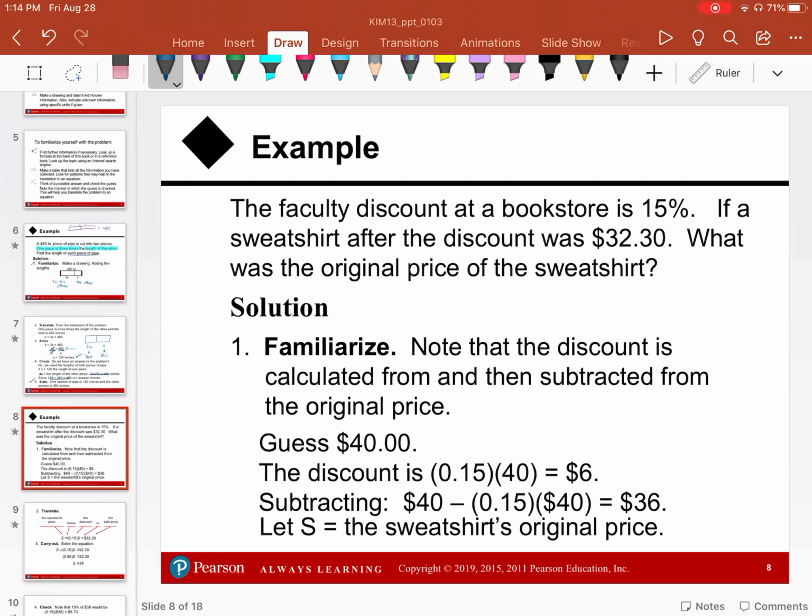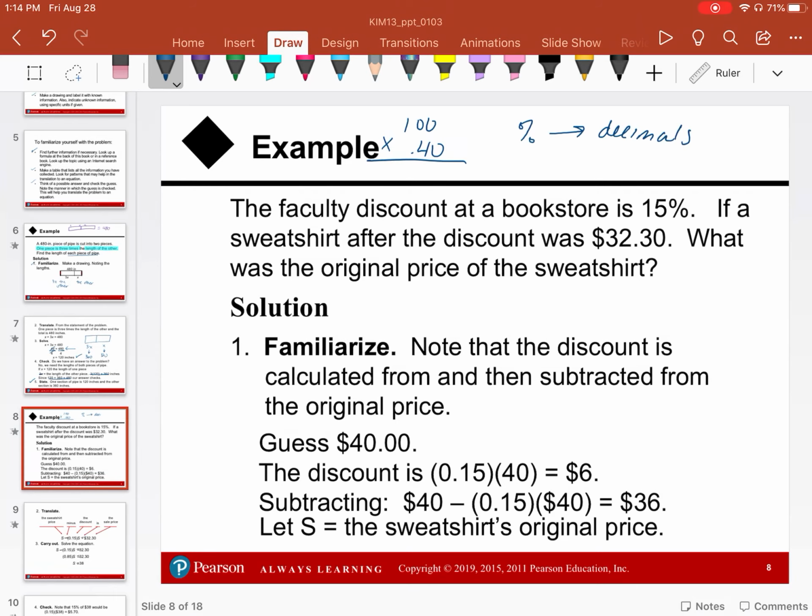So we know if we want to find the percent, so let's say we take 100, 40%, we multiply it by 40, and that will give us our discount, right? Remember to always change your percents to decimals.